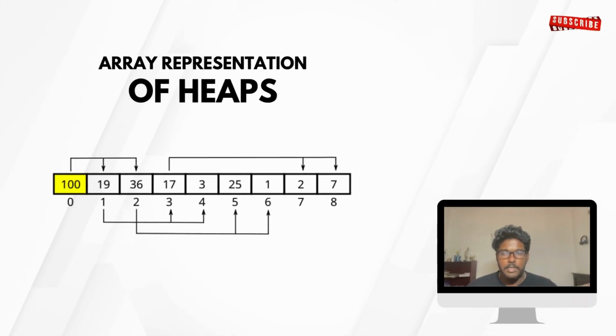Heaps can be efficiently represented using arrays. The root is at index 0. For any node at index i, its left child is at index 2i plus 1, and its right child is at index 2i plus 2. Its parent is at index (i minus 1) divided by 2. This array representation makes heap operations very fast.